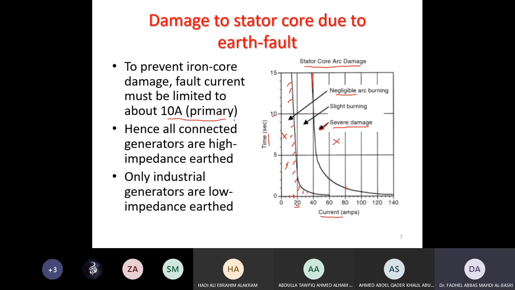Although the generator winding rated current may be 1000 amperes, for a ground fault I want to limit that current to 10 amperes. As a result, we use different grounding resistance, high impedance grounding, resistance, to limit the ground fault currents.